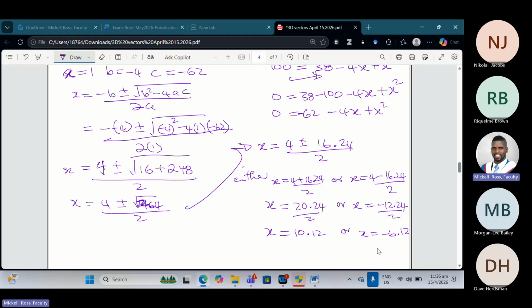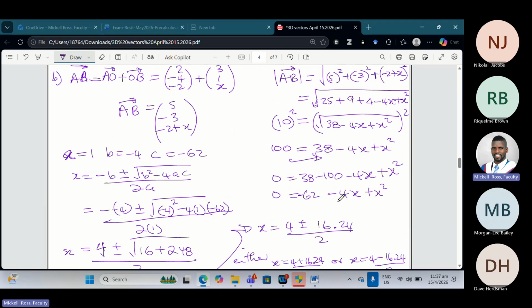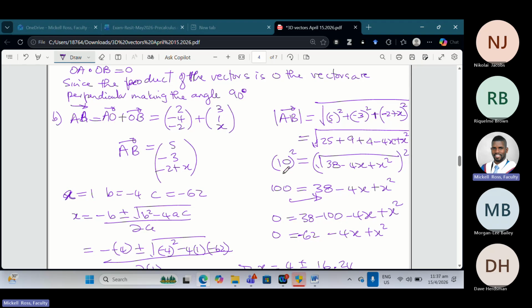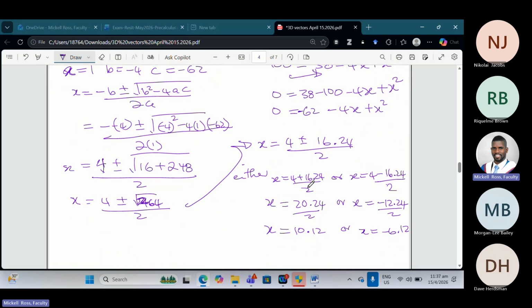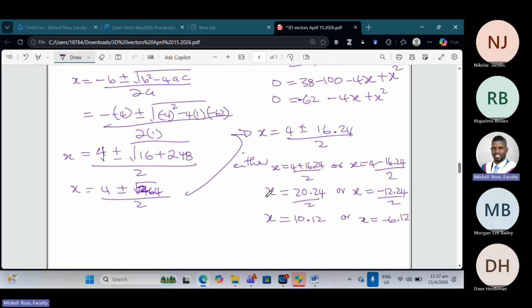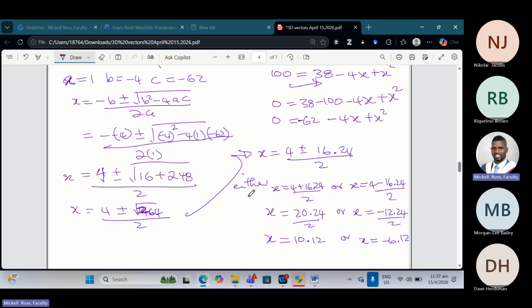Now bear in mind, these are approximated values, right? And notice these values do not represent the length of the vector. They're just the values of x that will help us get a value of 10 for the length of the vector.